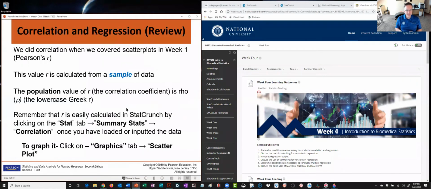We're going to do that same thing with correlation and our R value. This is review because we worked on this in week 1 with our descriptive statistics. We did scatter plots and correlation. So our sample data, we calculate R, or the correlation, and we get that very easily from StatCrunch on the Stat tab. StatCrunch will give us the correlation value. The population value of R is often called rho, the lowercase Greek r. That's what we're going to be comparing this week for correlation.